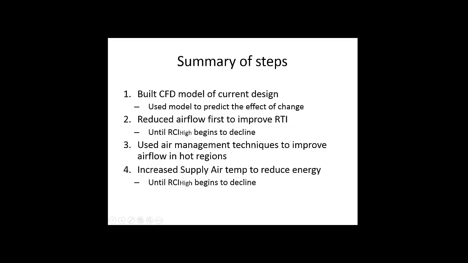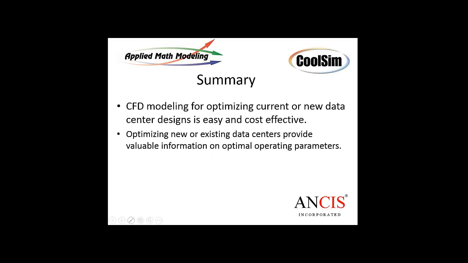So just a quick set of summary steps. Build a model. Go for RTI first until RCI begins to be affected. Use air management techniques to improve the issues you have in the hot range. Go back and turn up your supply air temp as much as you can before you run into trouble, and at least you'll know where you belong, where you're supposed to be in that data center.